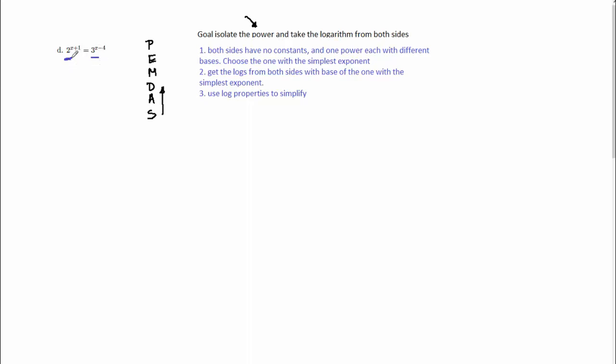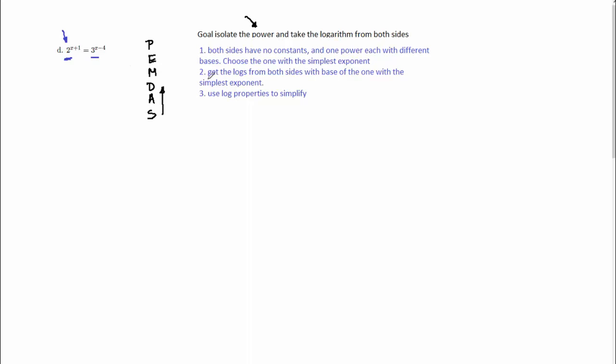So usually what we do is that we select the power that has the simplest exponent. Right here the exponents are very similar. There are no complicated linear expressions in the exponents, so I can use any one of those. Let's use the number 2. Let's use as our base the number 2.